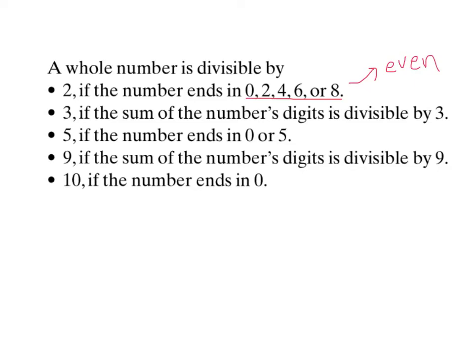I know something's divisible by 3 if the sum of the number's digits is divisible by 3. I know it's divisible by 5 if the number ends in 0 or 5. Divisible by 9 if the sum of the number's digits is divisible by 9. Or 10 if the number ends in 0. So let's break this down a little bit to help us remember it better.